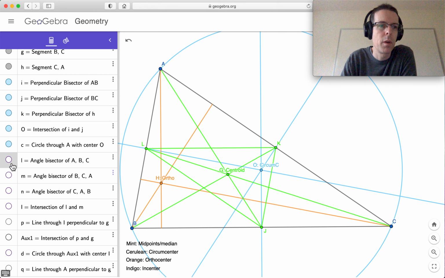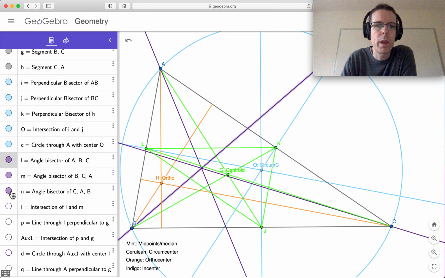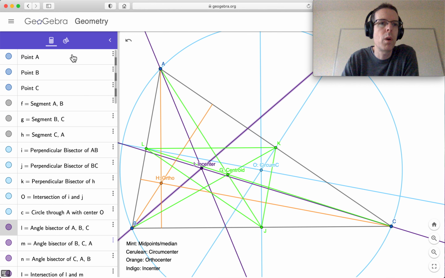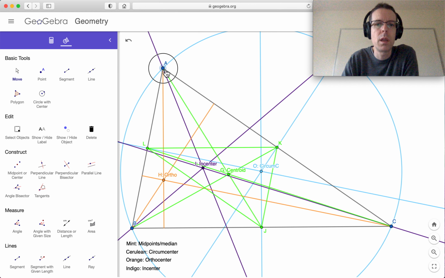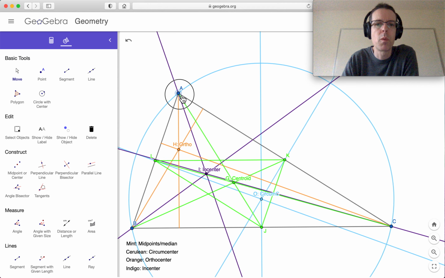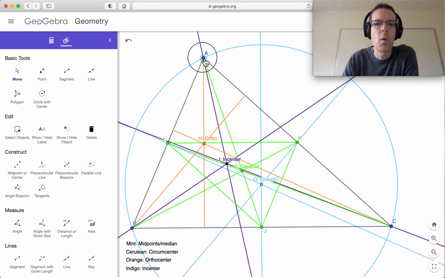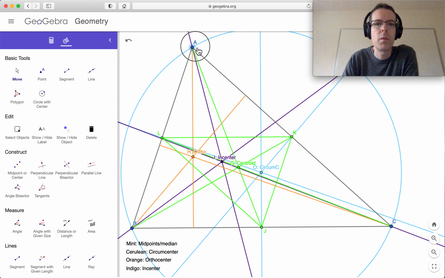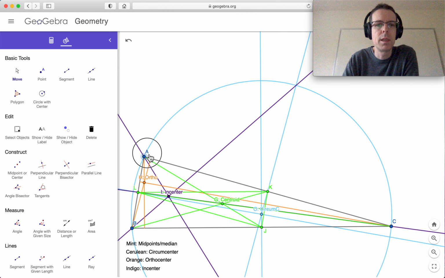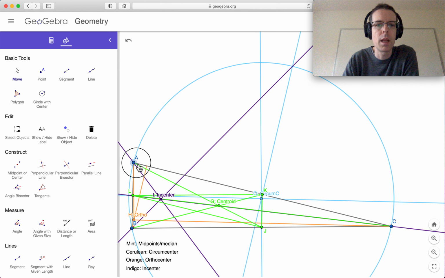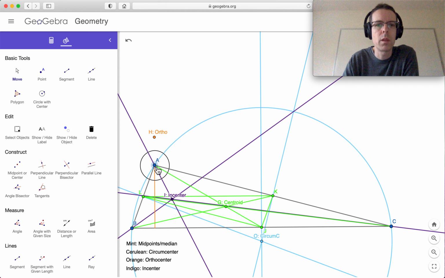And then finally, we have the angle bisectors. So we have three angle bisectors here at A, at B, and at C, and they intersect at the incenter of this triangle. Now, what I'm going to do here is move the triangle around, and hopefully you'll start to see that there seems to be some sort of relationship between the centers. All four of them seem to lie kind of along a straight line here. But if you look closely, one of them is not like the others. One of them does not lie on the straight line that contains the others.